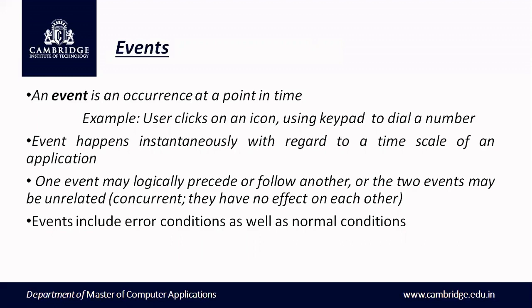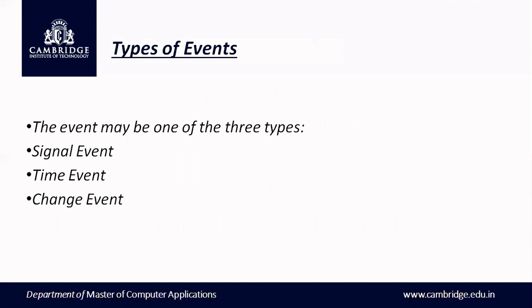Coming to the types of events, an event can be a regular event, or it can be considered for a normal condition or for an error condition as well. That is about events. Events can be of three types. Basically we'll categorize them into three different types: the first one is the signal event, the second one is the time event, and the third one is the change event. Let's start with the signal event.